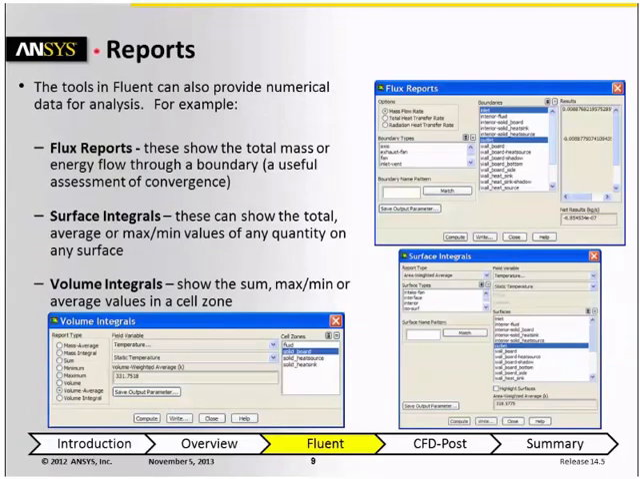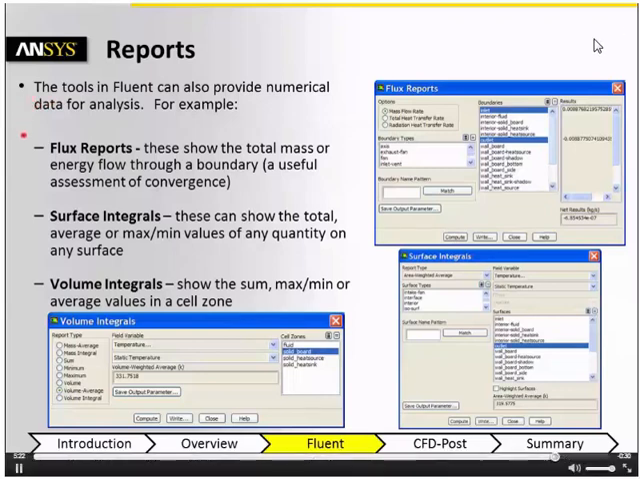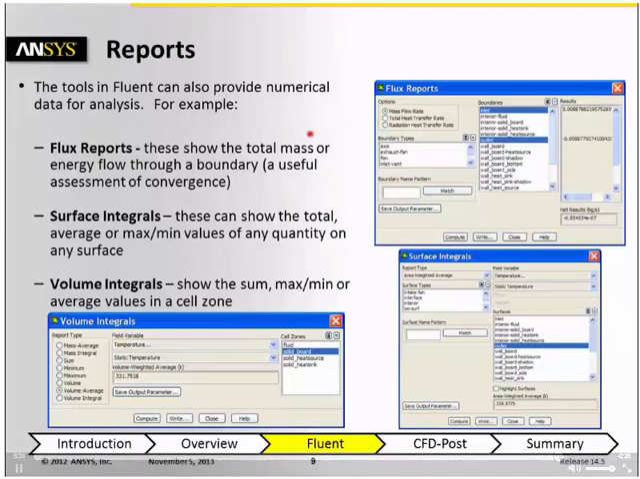Fluent also has tools to report quantitative numerical data for analysis. These include flux reports, which show the total mass or energy flow through a boundary, and so this is a useful way to judge whether the solution is converged. Surface integrals, which show the total, average value, maximum or minimum values of any quantity on any surface, and also volume integrals, which are analogous to surface integrals, except they work on cell zones rather than on surfaces. You can see that the reporting types here are similar to what you have in the surface integrals panel.